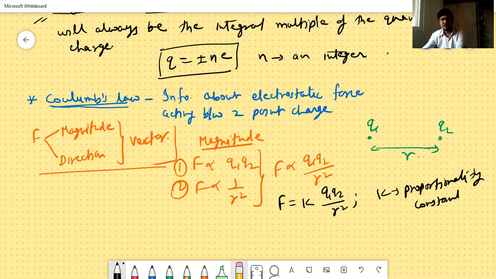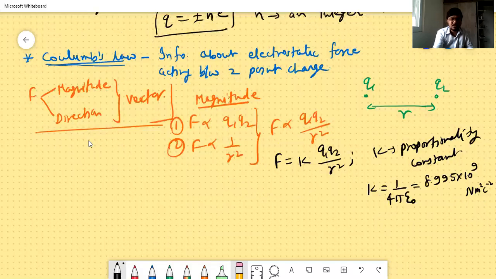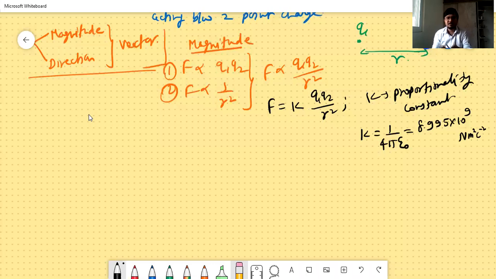Proportionality constant, and it has a value. It is actually more specifically equal to 1 by 4 pi epsilon naught. I'll talk about epsilon naught. And its value is 8.995 into 10 to the power 9 Newton meter square per coulomb square. Okay, now for ease of calculations, we write K is equal to 9 into 10 to the power 9, simply Newton meter square per coulomb square.